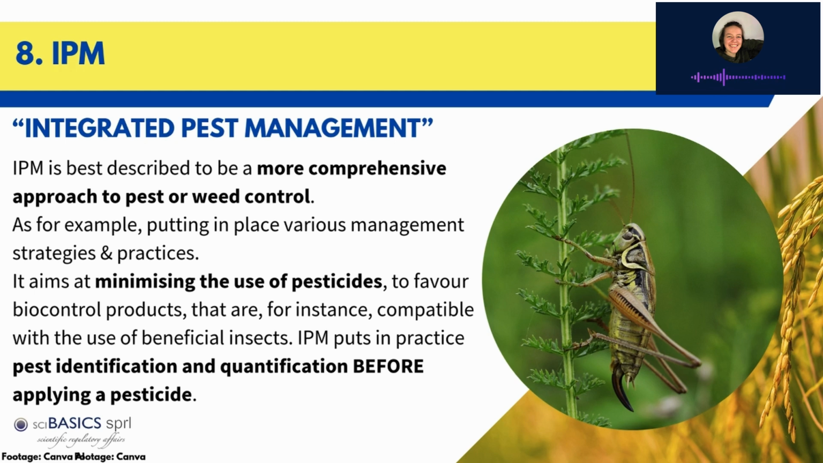IPM puts in practice pest identification and quantification before applying a pesticide. For instance, only once a certain pest threshold is reached, an appropriate pesticide would be applied. It's in complete contrast to, for instance, preventive application of some chemicals.